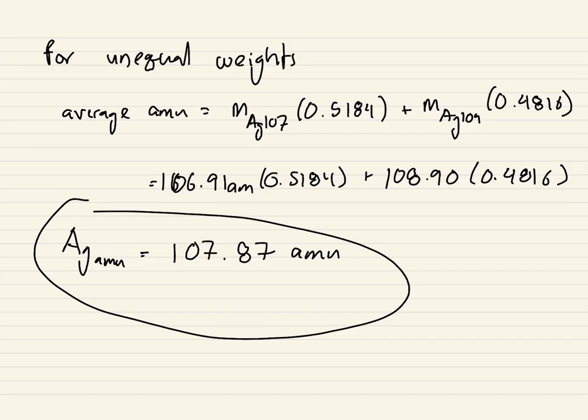What does that say under AMU? Yeah, that's just saying the atomic mass of what naturally occurring silver would be, right? Because we're averaging over all the different isotopes that we can have for silver.